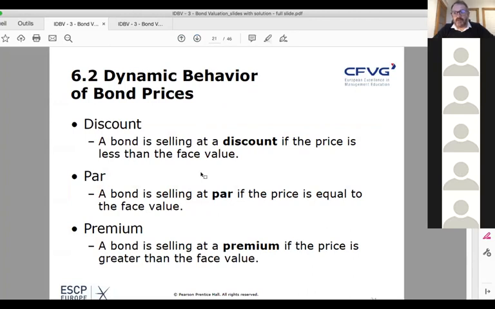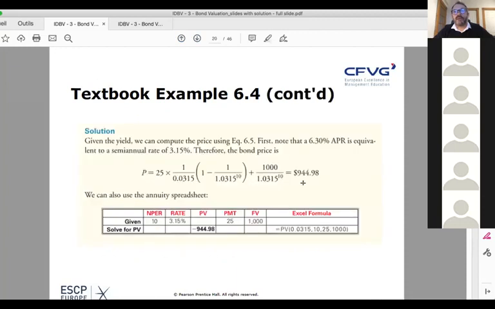Firstly, in terms of vocabulary, what we say is that a bond is selling at a discount if the price is less than the face value. Okay, so that's the case when we have, for example, in the previous example, 944.98, which is lower than 1,000. So the bond is selling at a discount.